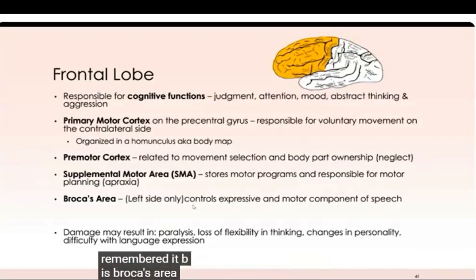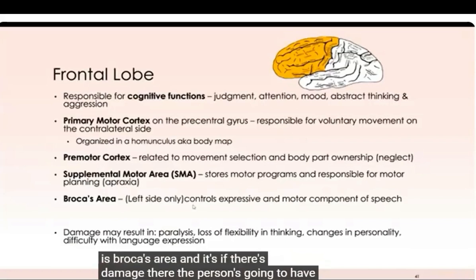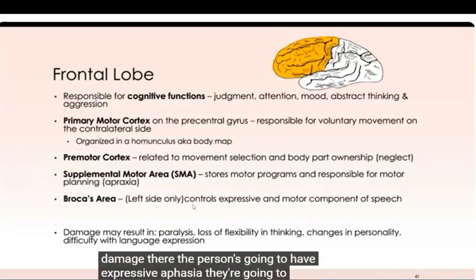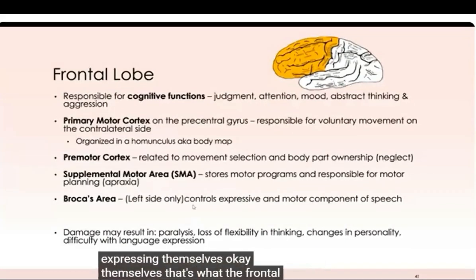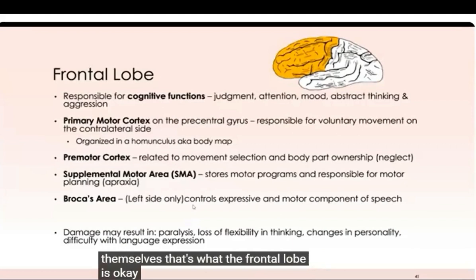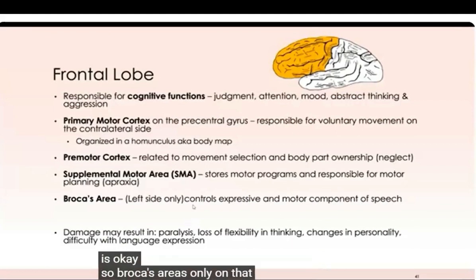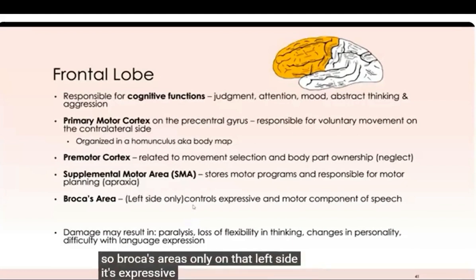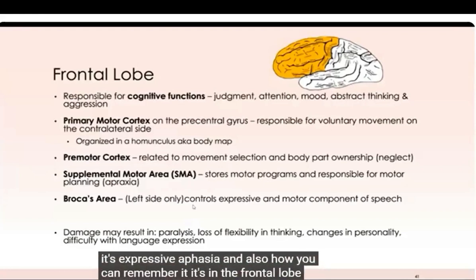B is Broca's area, and if there's damage there, the person's going to have expressive aphasia. They're going to have difficulty saying what they want to say, expressing themselves, okay? That's what the frontal lobe is, okay? Broca's area is only on that left side. It's expressive aphasia, and also how you can remember it, it's in the frontal lobe.